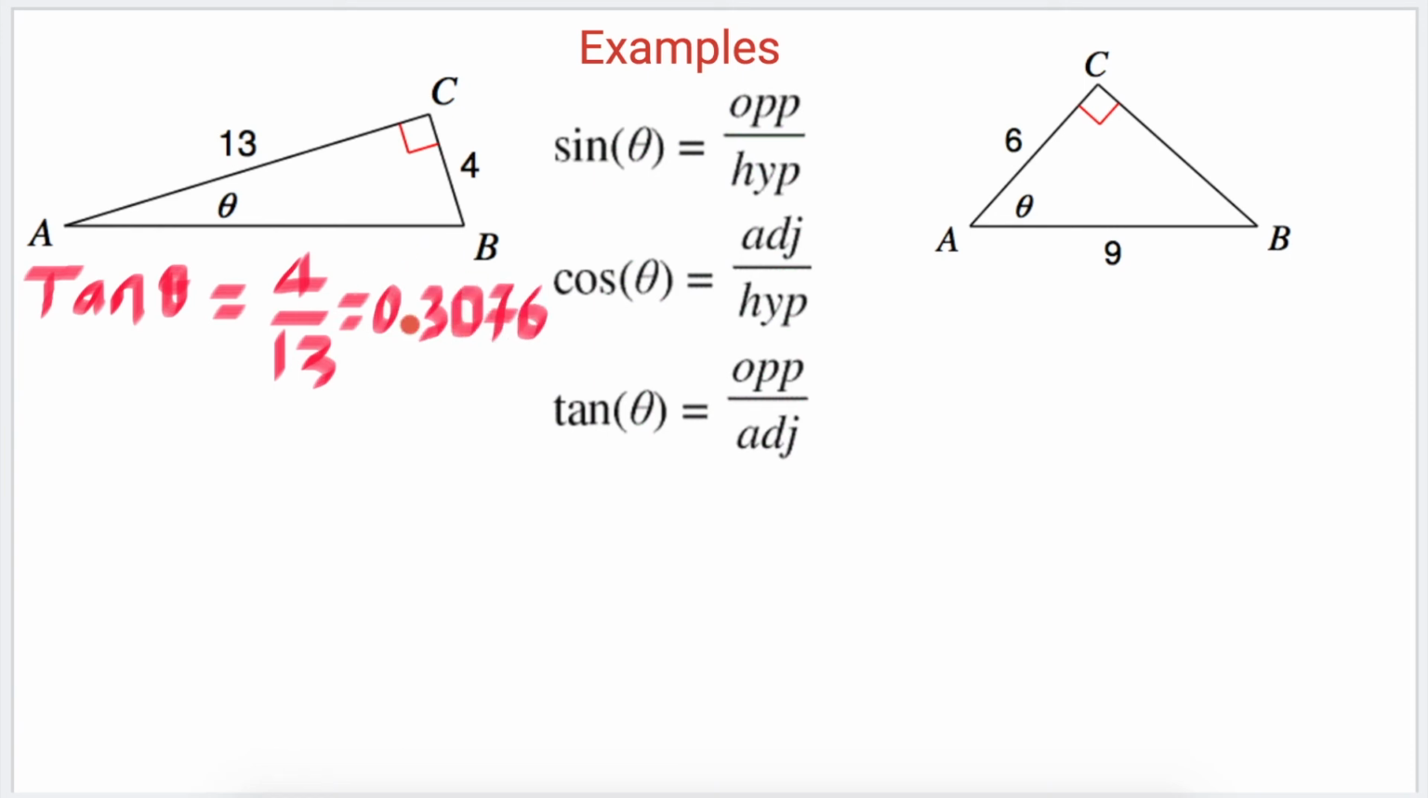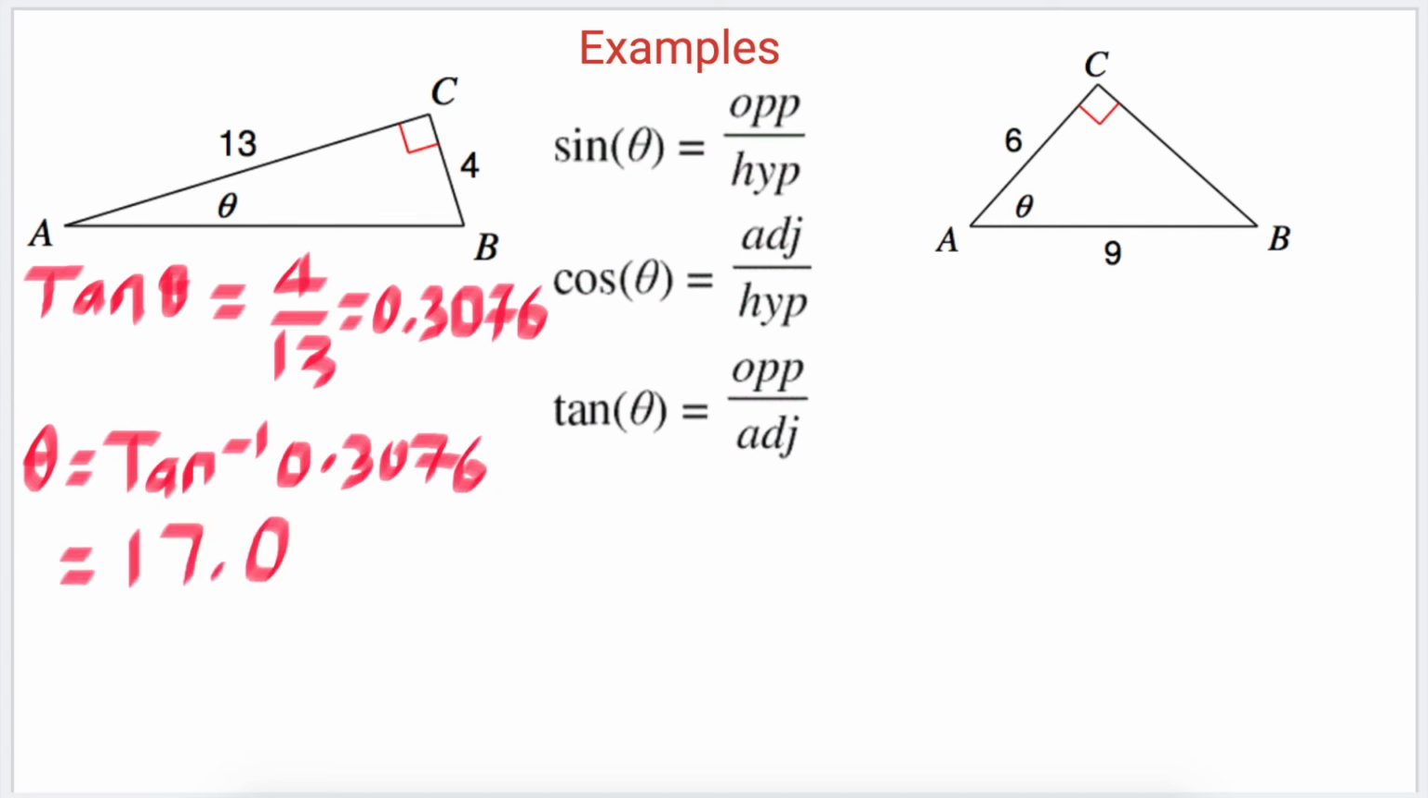When you divide 4 by 13, you get 0.3076. That number is the tangent of theta, but it does not represent the value of the angle. So what I need to do is the inverse of tangent. Theta is going to be tangent inverse of 0.3076. Using my calculator, that gives us an angle of 17.097 degrees.